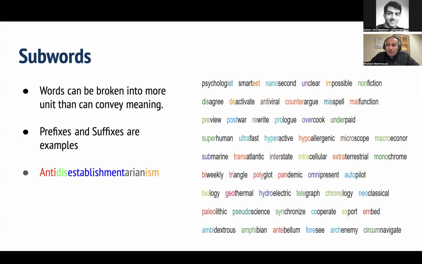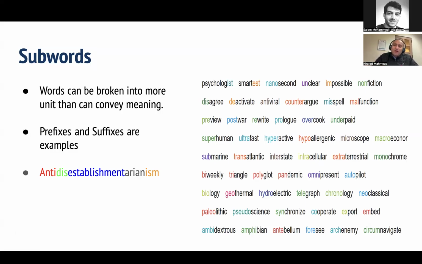And it's not only about the prefixes and suffixes. For example, when I was a kid, I remember from my English class, people were bragging about who knows the longest English word, and this is just one of them, anti-disestablishmentarianism. So it's not about prefixes and suffixes. Some of these subwords can also be in the middle of the word.